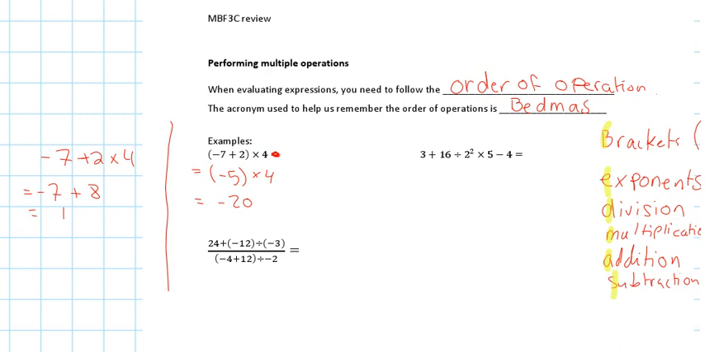Where do you start? Do you have brackets? No, so I can skip that. What comes after bracket? Exponents, right? Where do I have exponents here? 2 to the power of 2. Okay, do you guys know how to do power on the calculator? So get your calculators out, please.